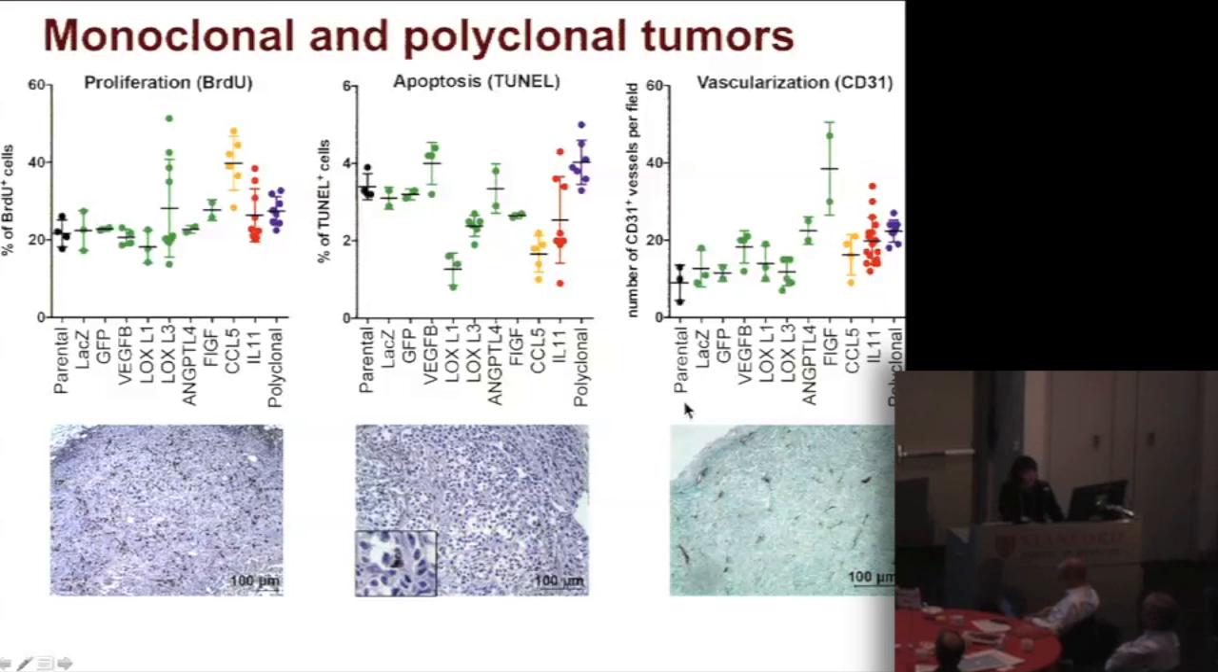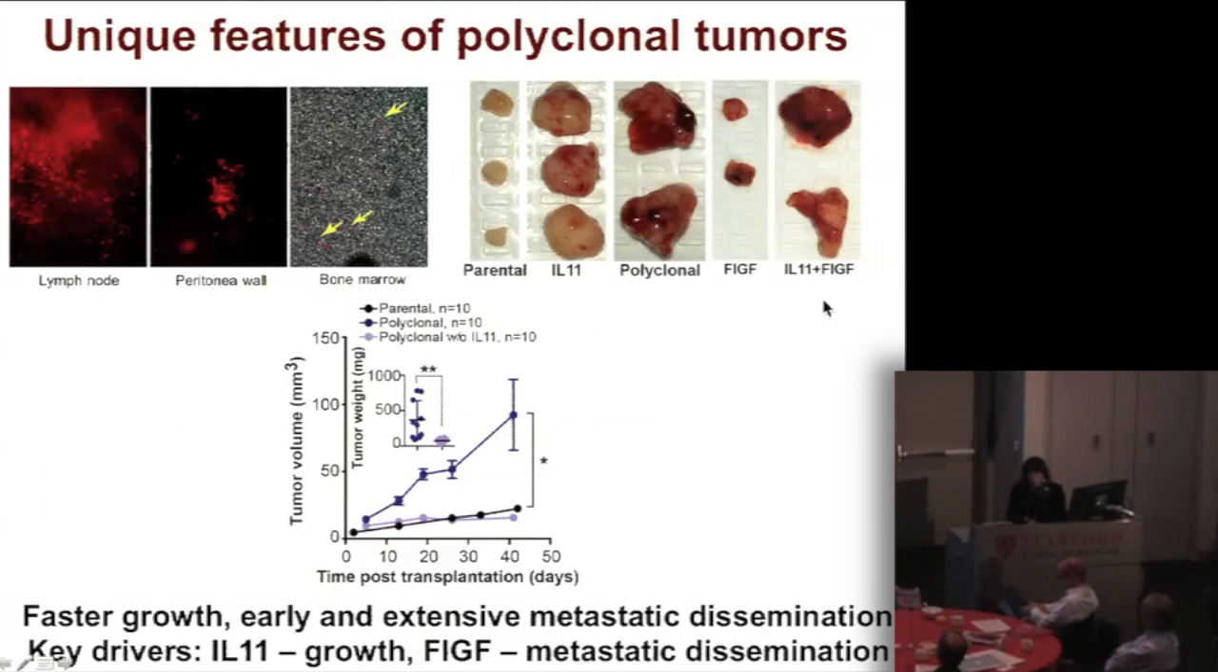We looked at some obvious markers of proliferation, apoptosis, and vascularization among the different tumors to try to figure out why this difference is observed. We did see higher proliferation of the CCL5, IL-11, and also the polyclonal tumors based on BrdU. Apoptosis was maybe slightly decreased, and vascularization was slightly increased. I will come back to this when discussing IL-11 in further detail. What was also surprising was that the polyclonal tumors were not only faster growing, but they were very metastatic.